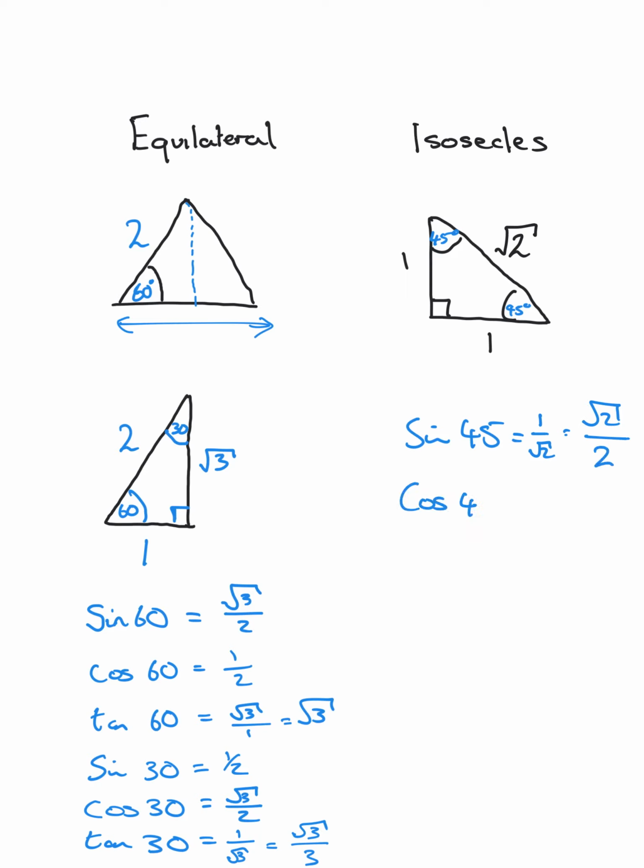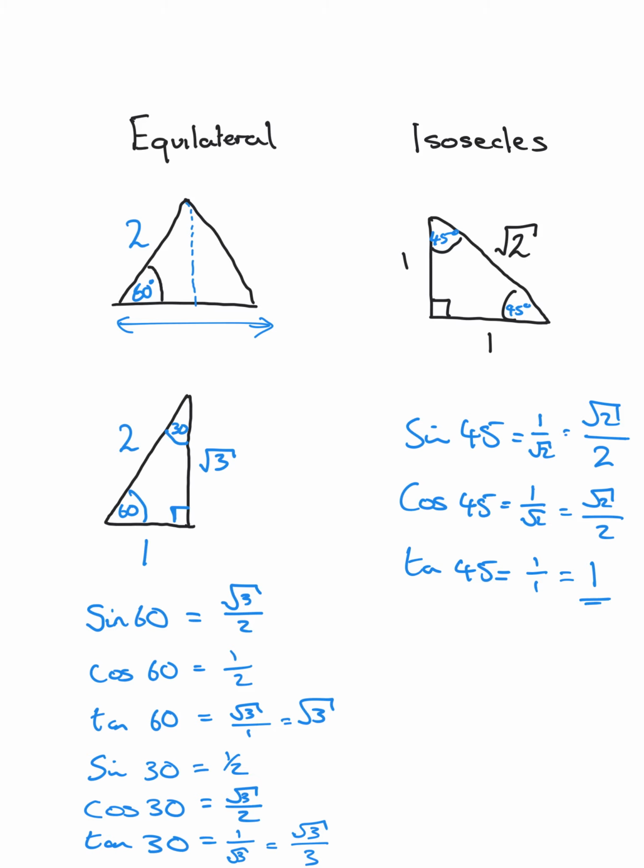Cosine of 45 is, now I'm looking at this 45, it's the adjacent over the hypotenuse, it's the same thing. Root 2 over 2, and the tangent of 45 is the opposite over the adjacent, 1 over 1, which is 1. So there we got it. We got 9 trig ratios that we're able to describe, or able to work out the exact form of.